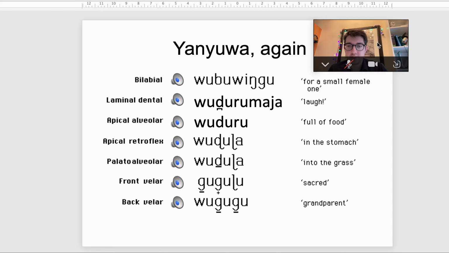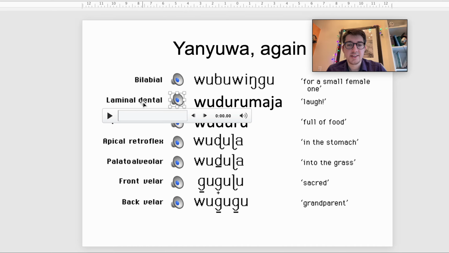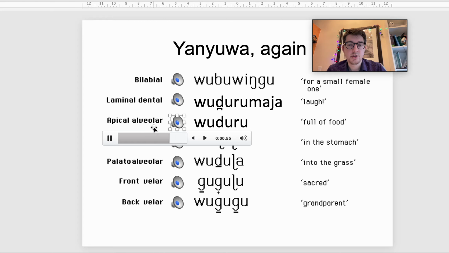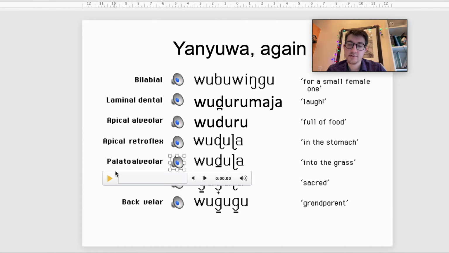All right, I promised Yanua, seven stop place contrasts, a legendary language, I would say, because of that. It has all of the stops there are. So we can have, for example, bilabial. Wawingo. Otoromaya. Yeah, this is laminal dental. Wotoro. Wodola. Apical retroflex. Very precise definition. Wochola.